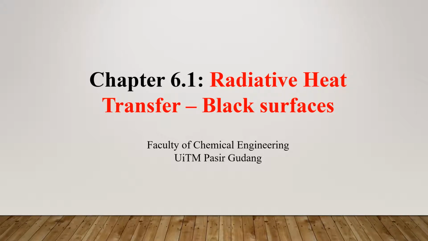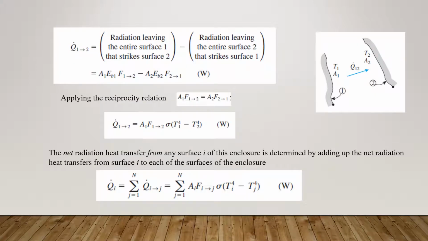Okay, so this radiation is for black surfaces. If we want to find the rate of radiation, let's take a look at these equations. We refer to this figure. We want to find Q dot 1 to 2, which means from surface 1, what is the net rate of radiation from 1 to 2? So we have to find Q dot 1 to 2.